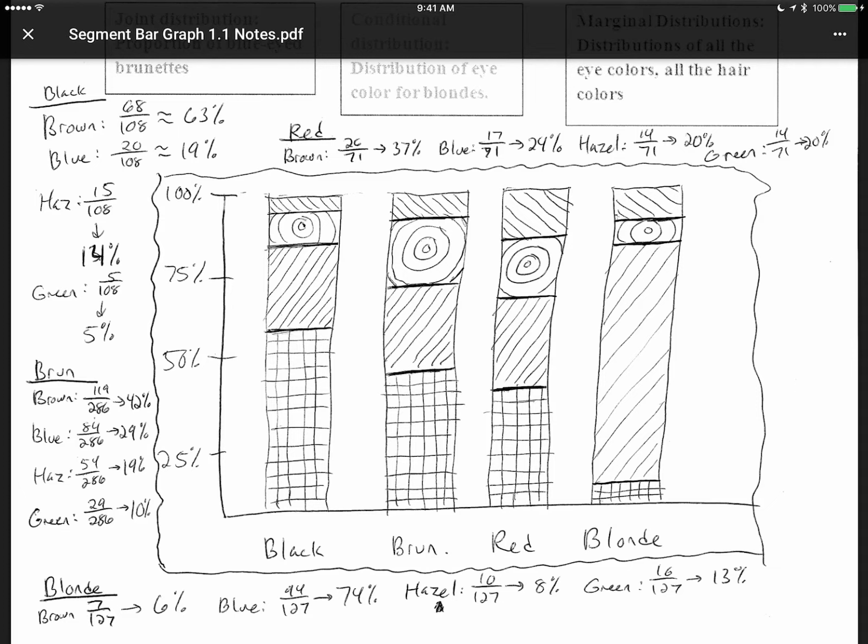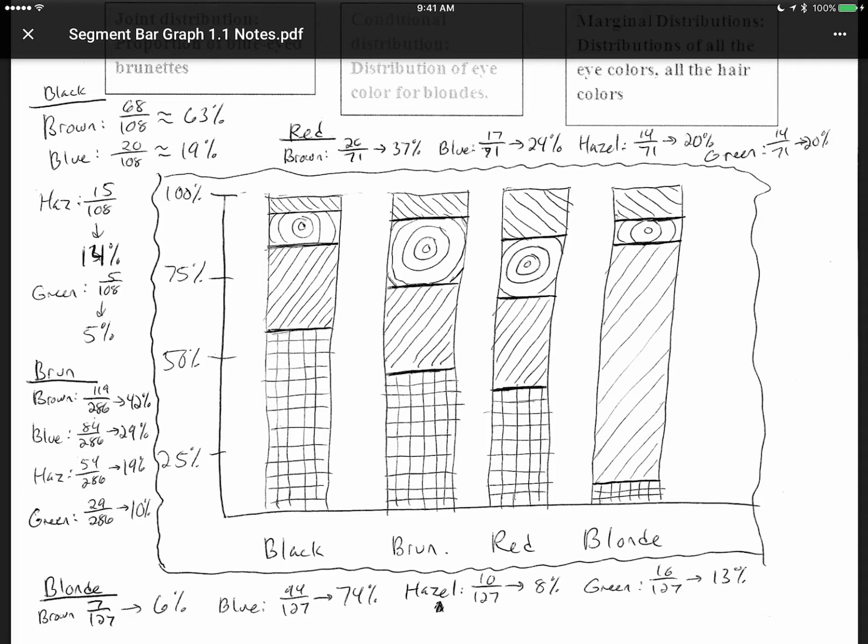Also, you'll notice that the bottom category, the brown eyes, best go with the black hair. It's kind of sizable in the brunettes and the reds hair colors, but the black hair color with the brown eyes is almost as big as the blue eyes for the blonde. Also, that could have been difficult to see.